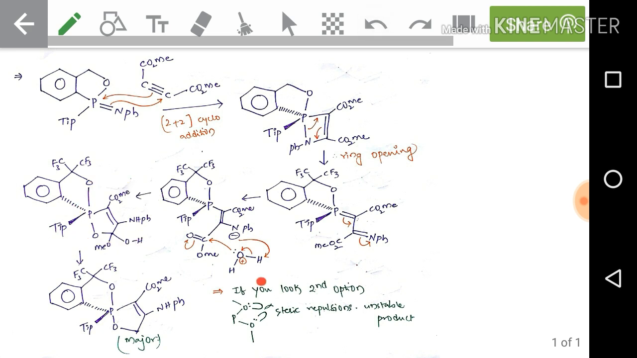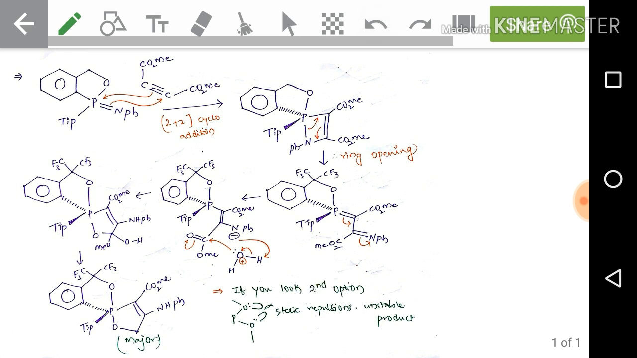And in the fourth option, as we said, 2 oxygens are at the same time near to each other. The lone pairs of electrons can make a steric repulsion, and that is the unstable product. So that is, sorry, here the fourth option.